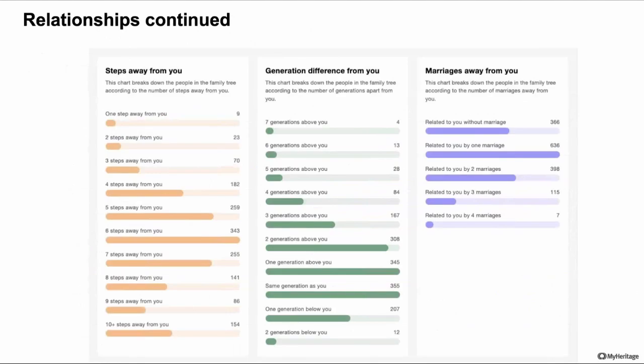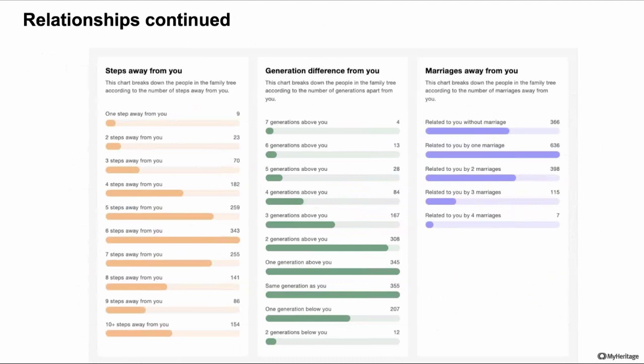Now, scrolling down from the overview section of the relationship page, we go to 3 pieces of information about, again, how people are related to me in the tree. The first one, the yellow one in this case, is called Steps Away from You, which breaks down the relationships of all the people in the tree, all the ones that are related to me, into how far away they are from me in the tree.